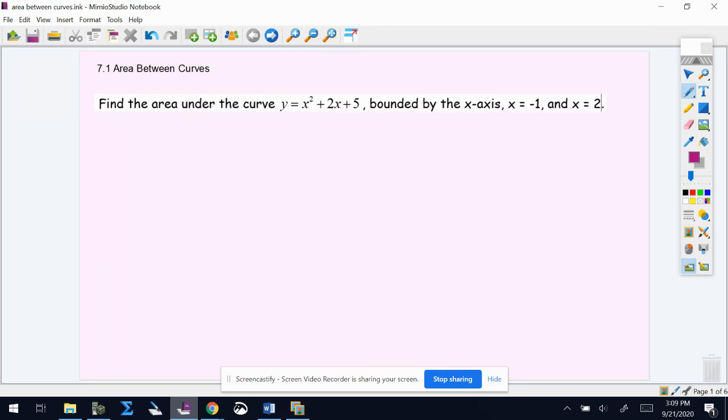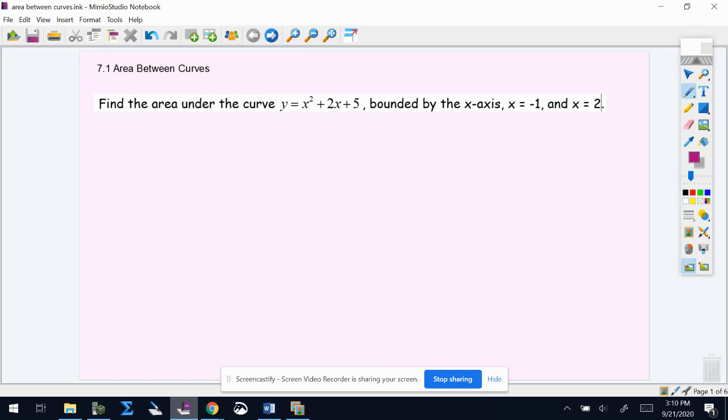But before we start talking about area between curves, I want to remind you how you found area under a curve. So, this question that you're looking at right here would be something that we would have done back in chapter 4 in Calc 1. So they give you a function. They want you to find the area under that curve starting at -1 and ending at 2.